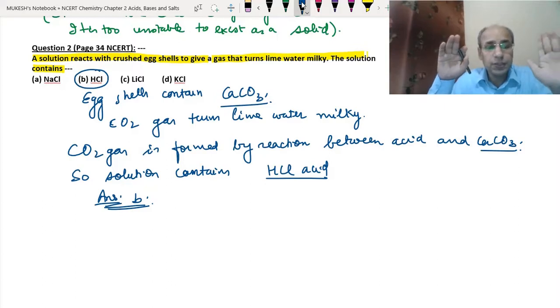So now let's repeat. Eggshell contains calcium carbonate, because it is hard, and calcium carbonate is a hard material. The gas turns lime water milky, and when we pass carbon dioxide gas through lime water, as we studied in the properties of acids, it turns the lime water milky because of the formation of calcium carbonate. This gas can be produced if metal carbonates like calcium carbonate react with some acid like hydrochloric acid, sulfuric acid or any other acid.